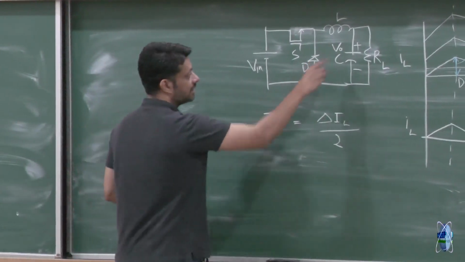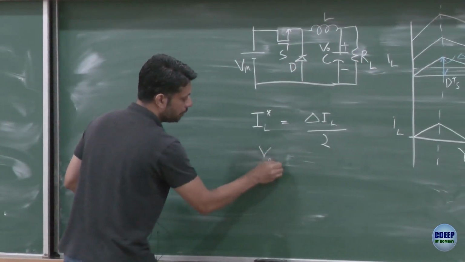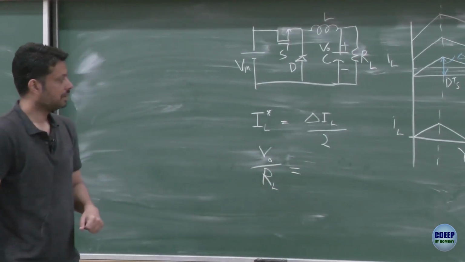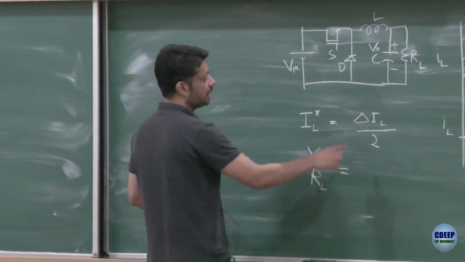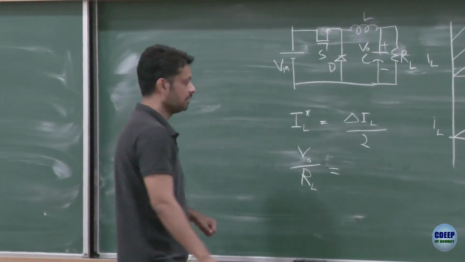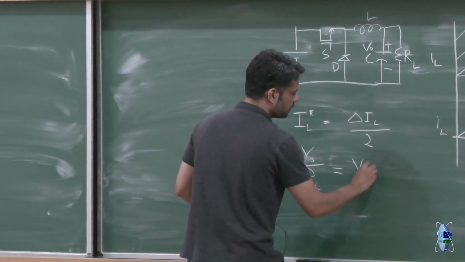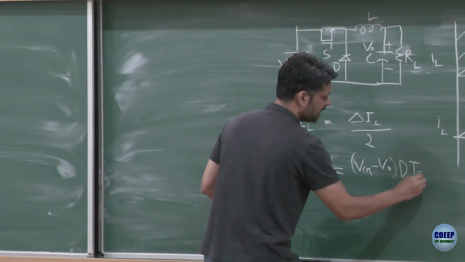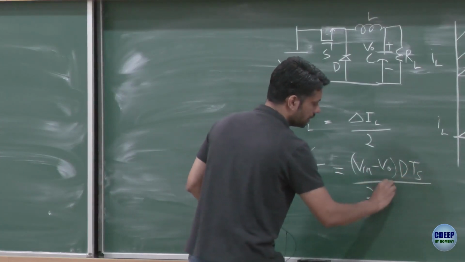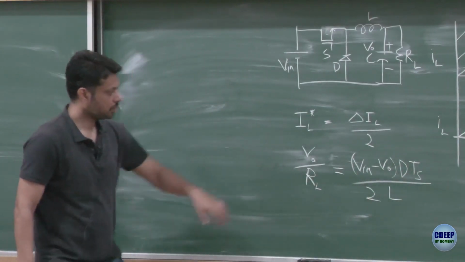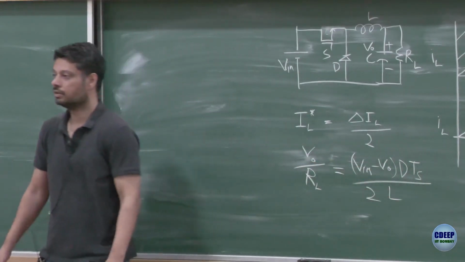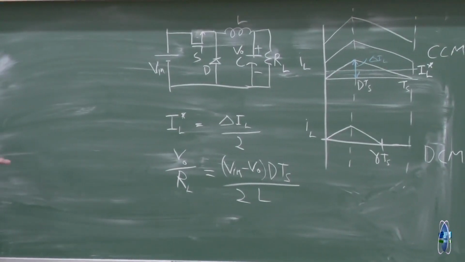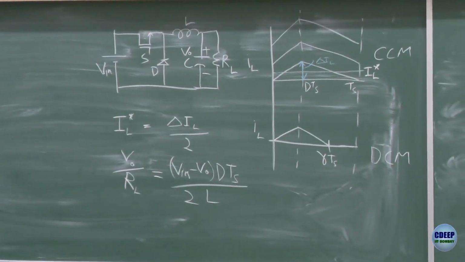You can write the average inductor current as the output voltage upon the load resistance RL, equals delta IL by 2. Delta IL is nothing but, what was the delta IL expression? Some (Vin minus Vo) into D times Ts upon 2 will come here, and probably L. This was the expression for delta IL that we derived in the previous class. Is that correct? Can someone cross check? Any questions so far?